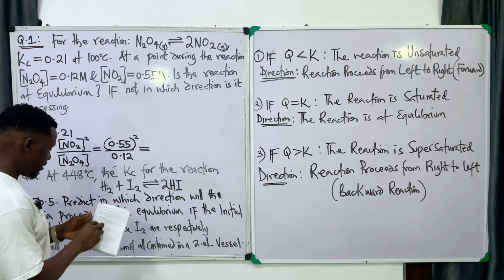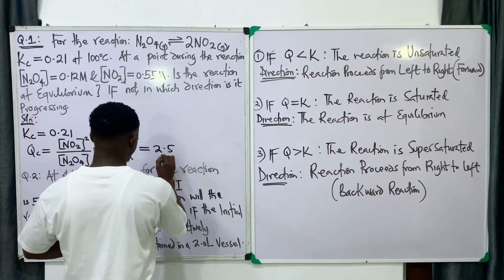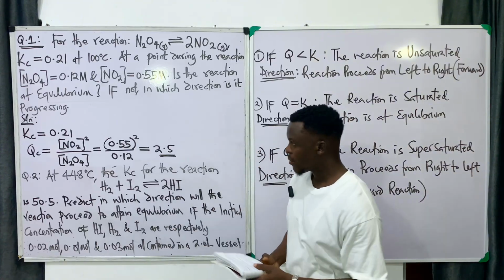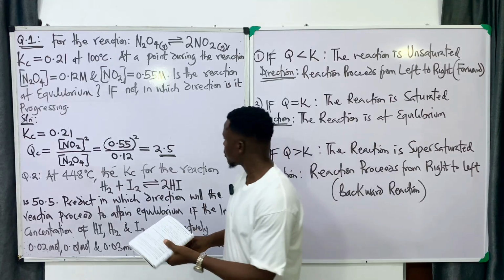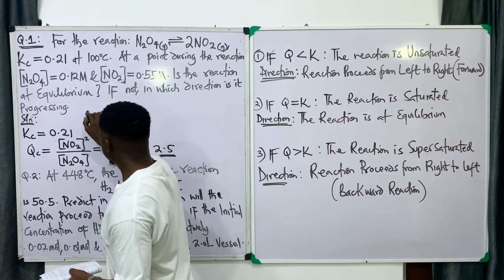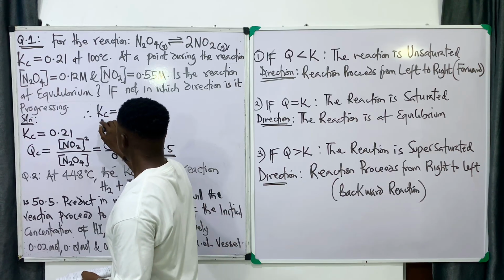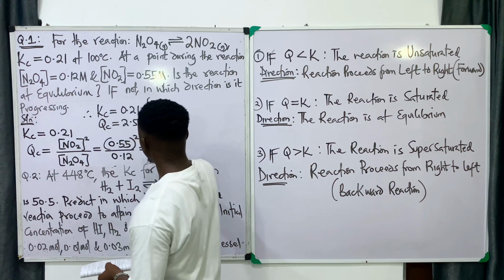Okay, so when you evaluate this, you're going to get 2.5. You're going to get 2.5, class. So now let's look at this. Our Kc was given to us to be 0.21, and our Qc from our calculation, we got it to be 2.5. So what is the final decision?